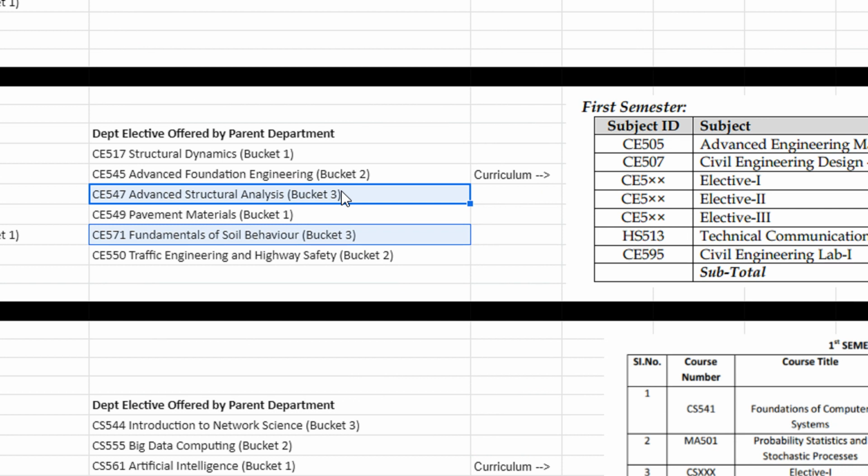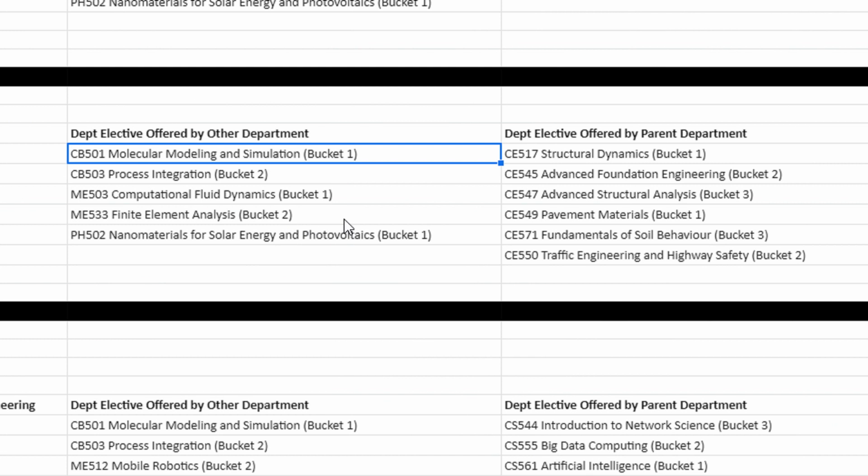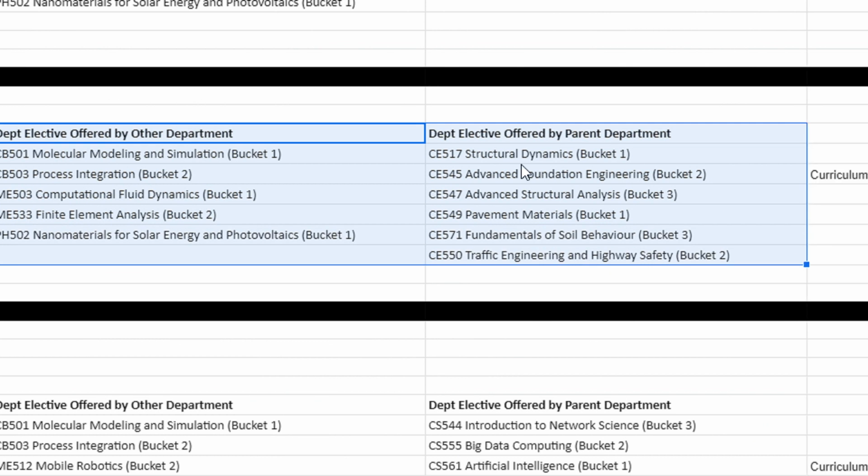Apart from this, there are some other departments which are offering their subjects for the civil engineering department. You can also choose among these. So basically, if you see among this whole matrix, you can choose only one subject of bucket 1, only one subject of bucket 2, only one subject of bucket 3, right?